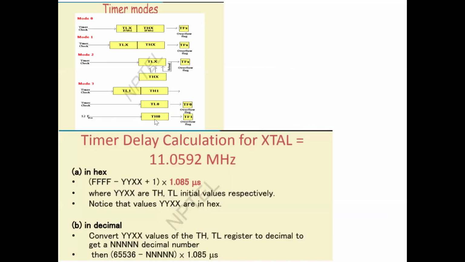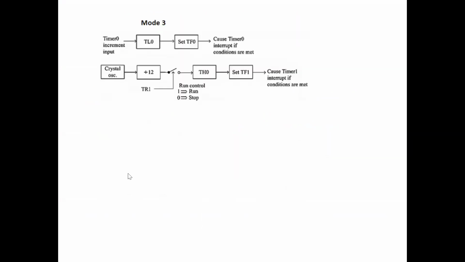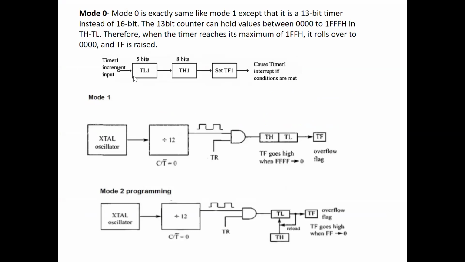Then these are the 4 modes of the timer. We will go into this particular picture so you can understand. Mode 0, mode 1, mode 2, mode 3. In mode 0, we have 2 timers, timer 0 and timer 1. In timer 0, you understand TH is 8 bits, TL is 5 bits. So it does a 13 bit count instead of 16 bit. But in mode 1, here 8 bit, here 8 bit. So how many bits will come?